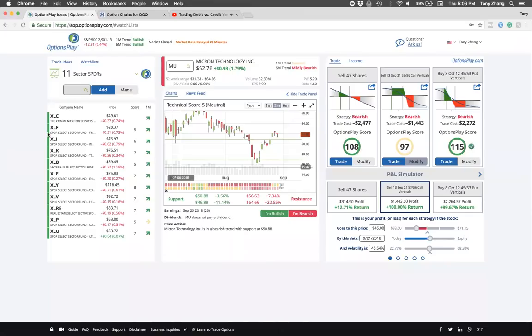Great question. How do you determine probability? So what we do is we first calculate the break-even price of each strategy. For example, if I bought this put vertical, the break-even price is $50.16, which means Micron needs to go below $50.16 in order to be profitable. And that's how we calculate probability. We take the implied volatility in the option, and we determine the probability of the stock being below that $50.16 based on the implied volatility of the option.